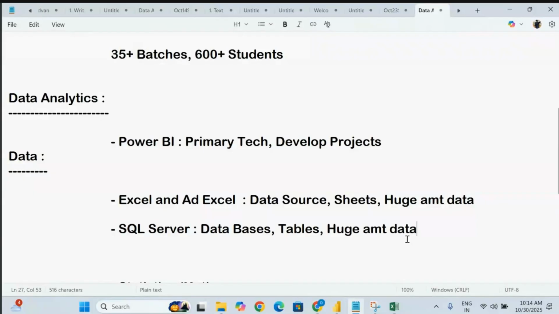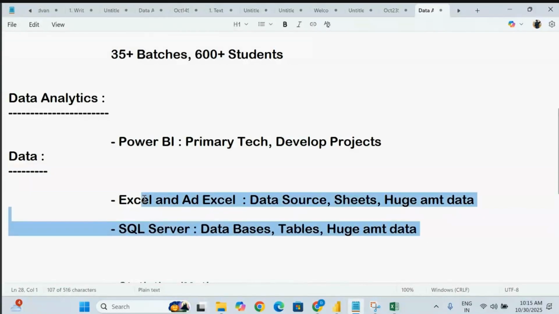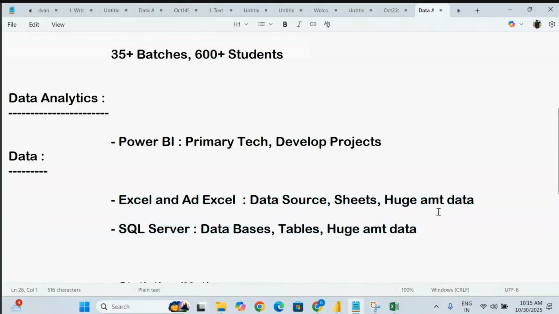Once you reach the SQL Server, you can understand this. Excel is a simple thing that I can show you right now. In SQL, you need to create the database, and you also need to create tables, and only then can you load the data. We'll see that once we reach there. Then why do we need to learn two different technologies? If one technology is fine, both are used for data only.